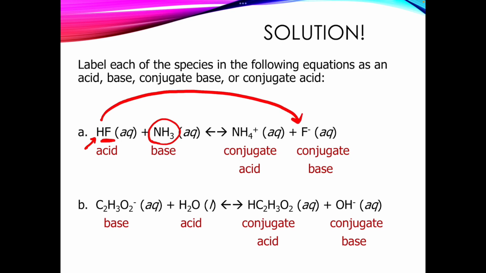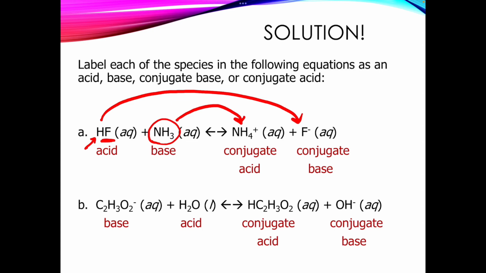So if we know this is the acid, that's its matching pair essentially on the other side. That is the conjugate base. Remember, they're always going to differ by the presence of just one H plus here. So here our acid has lost its hydrogen and become a conjugate base. Our base will always become a conjugate acid. So here our base gained a hydrogen and became the conjugate acid.